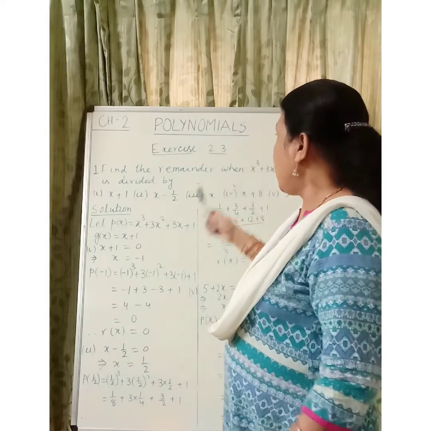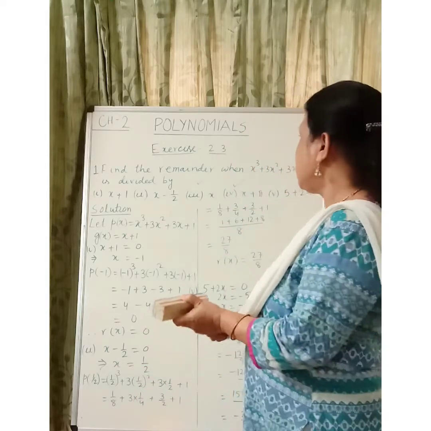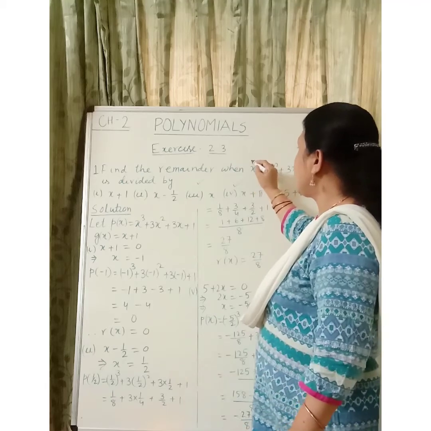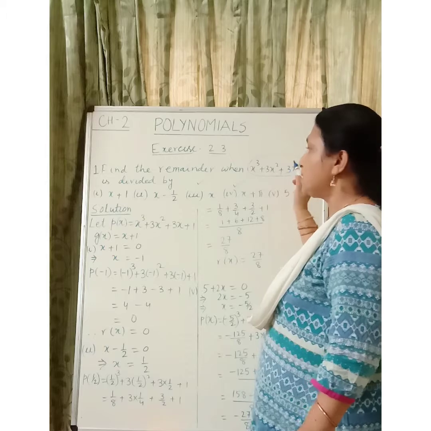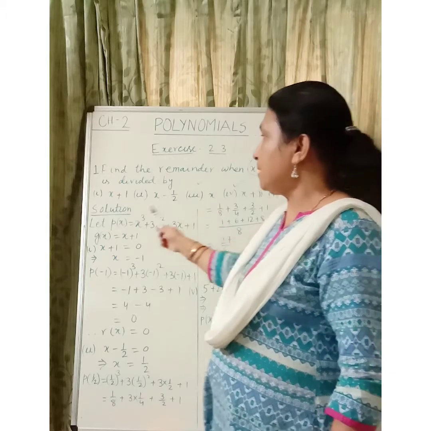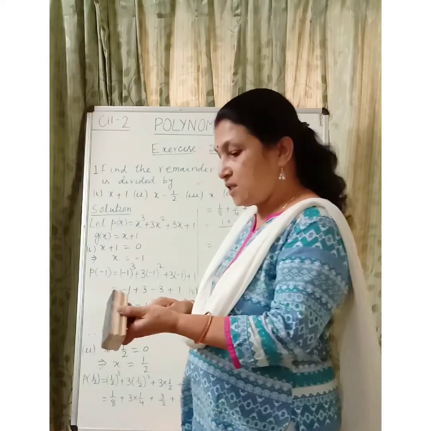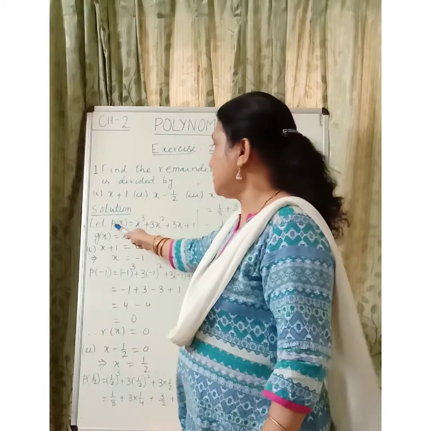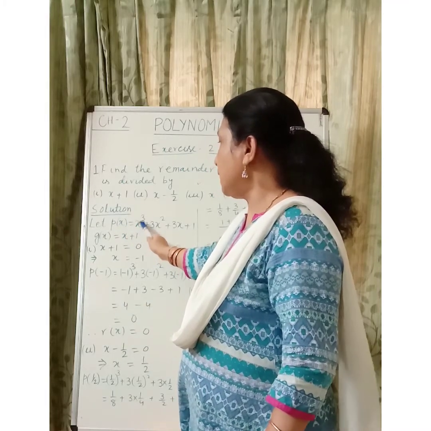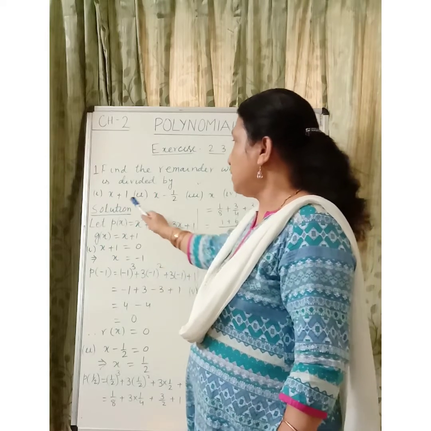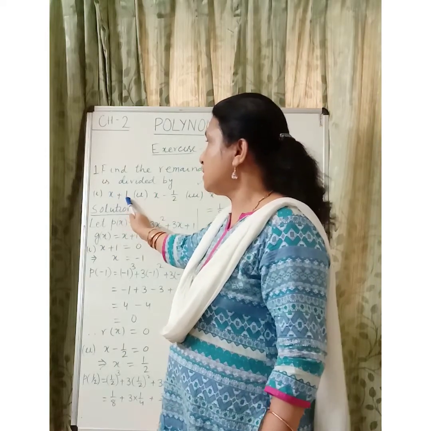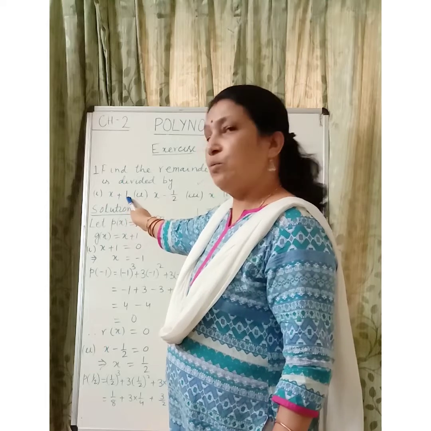Now, the polynomial given to us is x cube plus 3x square plus 3x plus 1. So we will be taking the given polynomial as p(x). So here p(x) is equal to x cube plus 3x square plus 3x plus 1. What is this x plus 1? This is the divisor polynomial.